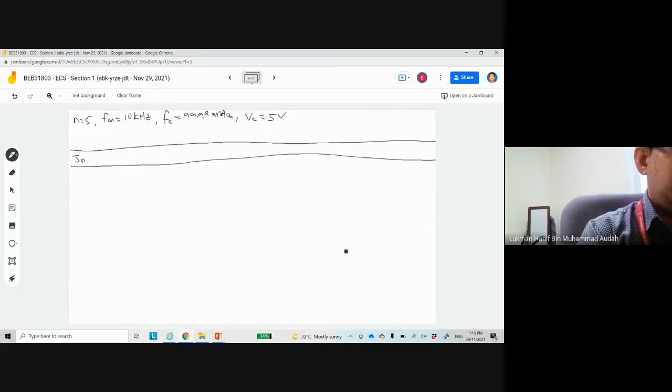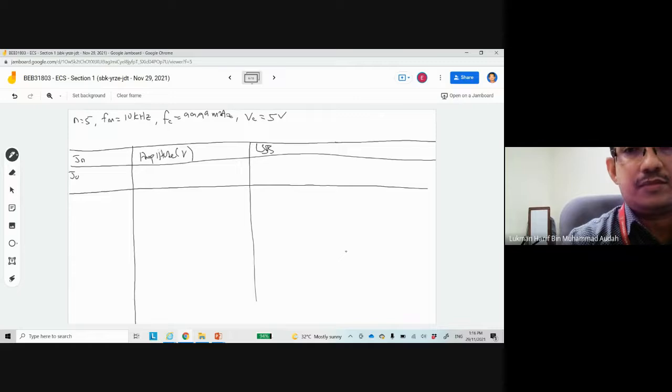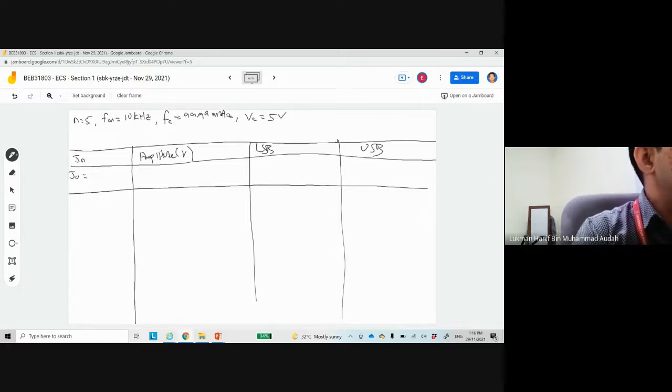So Jn, ini kena lihat table. So dia ada 5 pasang sideband. Okay, that means J0. So here is amplitude. Amplitude in volt. Here is LSB. Over here is USB. Okay, so J0 is equal to minus 0.05.